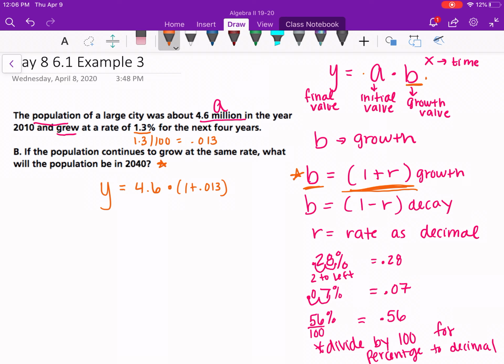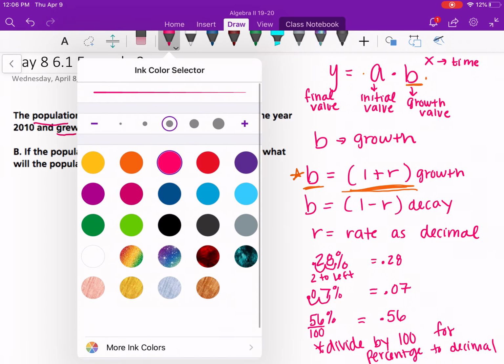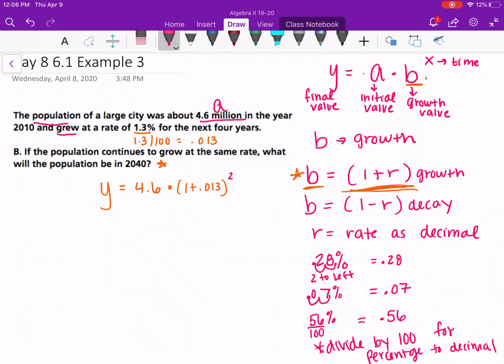And now X is time, okay? The question doesn't say what will the population be in 4 years. If it said that, then X would be 4. It says if the population continues to grow at the same rate, what will it be in 2040? So now that's my question. What do I put for time? Do I write 2040 for the time? Do I want to know what the population is going to be 2040 years after we found out that it was 4.6 million?